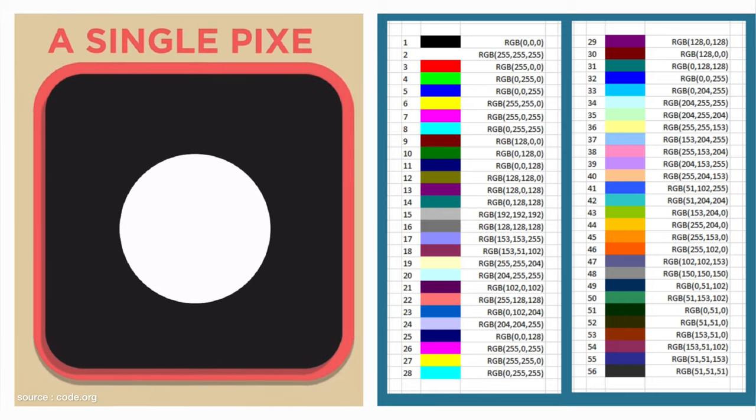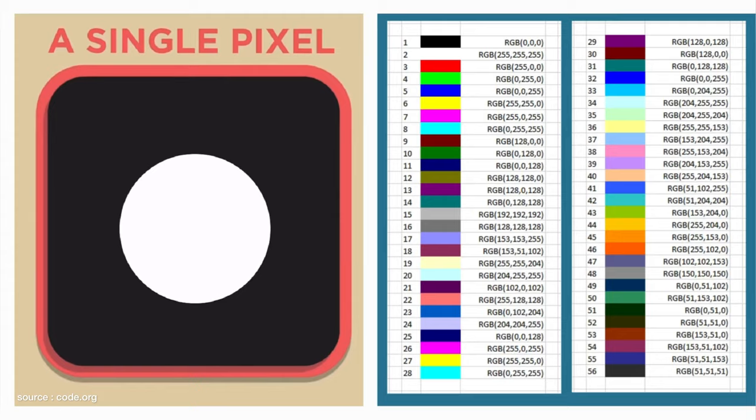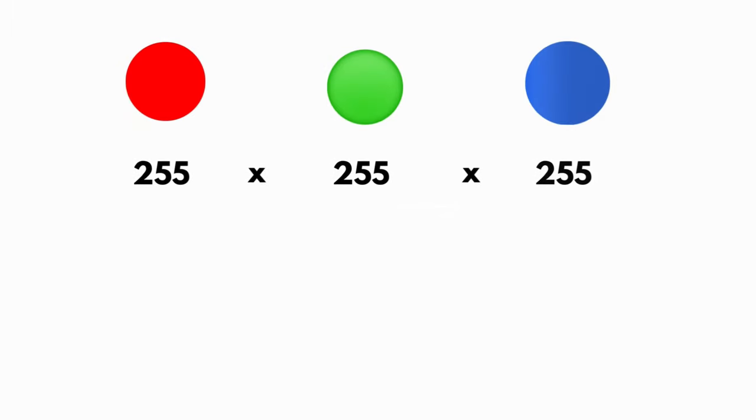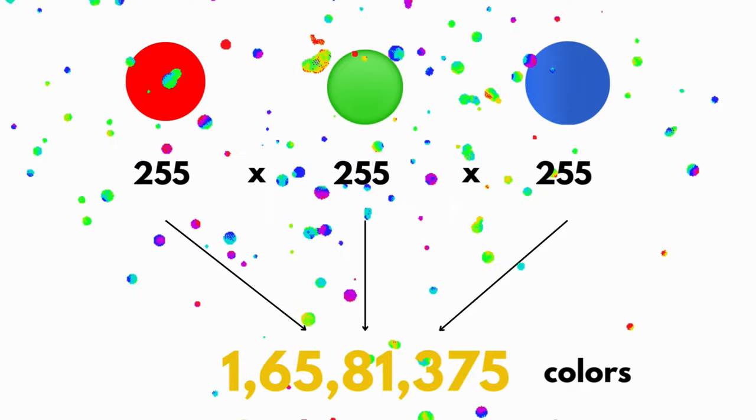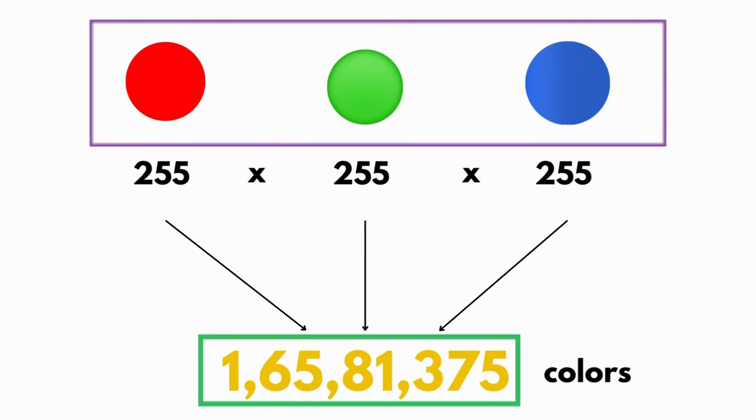Now if you calculate the number of colors that you can produce with these three colors, it is equal to 255 times 255 times 255, and that is roughly 16 million. So that means you can produce this many colors using the combinations of just three colors.